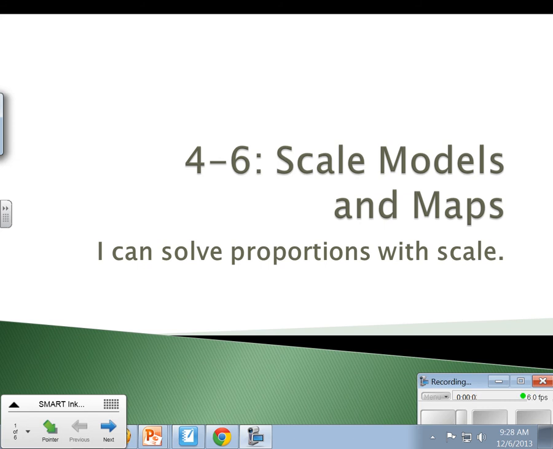In this video 4.6, we're going to be looking at scale models and maps. By the end of the video and work time in class, you should be able to say, I can solve proportions with scale.